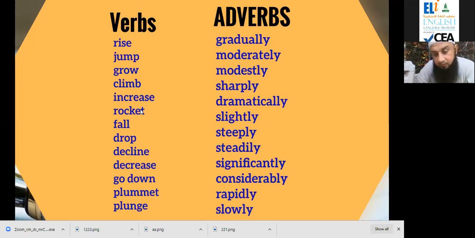This is how you increase your vocabulary. If you're writing significantly, then you write considerably. Don't use significantly again. If you use slightly, then you say steadily or rapidly, modestly. Yeah, the close meaning, moderately, gradually. Make sure you don't use the same word twice to increase your lexical resource score.